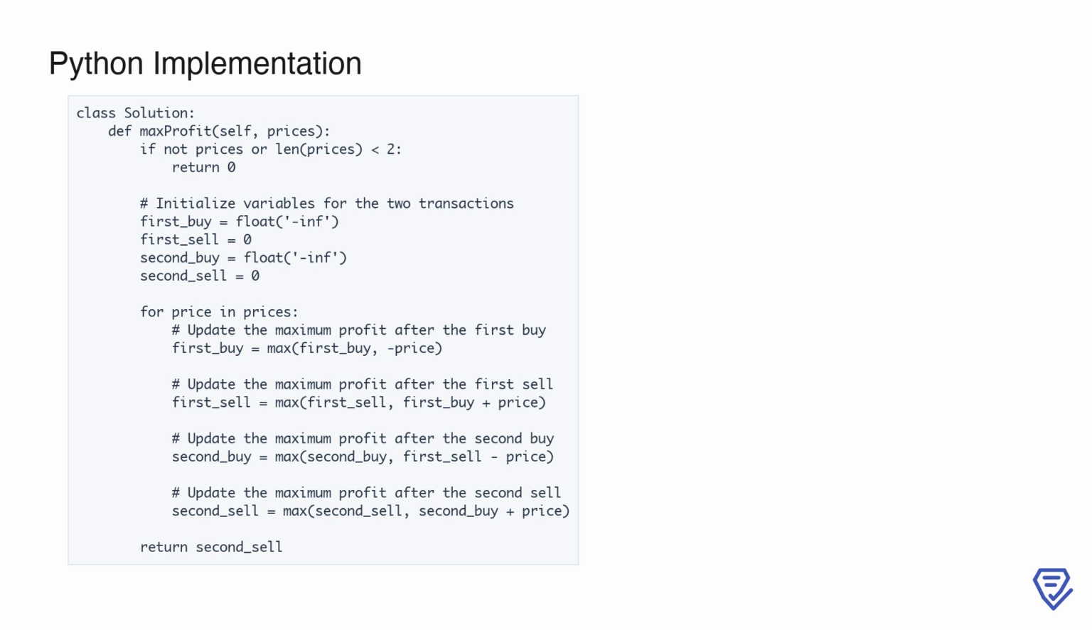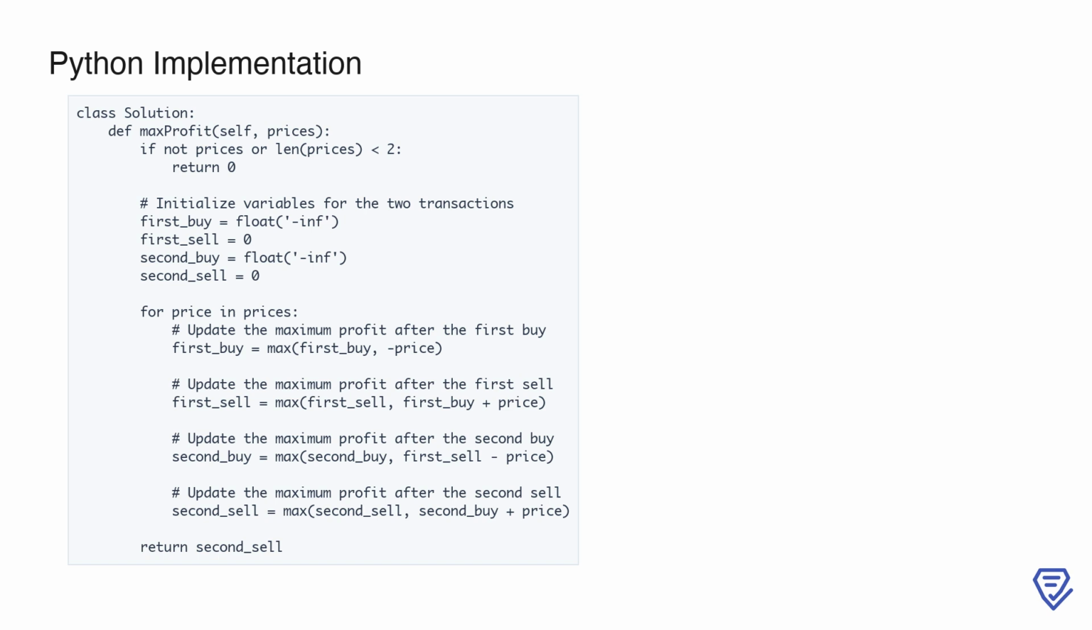This solution uses an optimized dynamic programming approach to solve the problem of maximizing profit with at most 2 transactions. The algorithm employs 4 key variables: first_buy, first_sell, second_buy, and second_sell. These variables represent the maximum profit achievable in different states of the 2 transactions. 1. Initialization. We initialize first_buy and second_buy to -infinity because buying a stock is a cost, while first_sell and second_sell are set to 0 because no profit is made at the start. 2. Iterate through prices. For each price in the input array prices, we update the 4 variables in sequence.